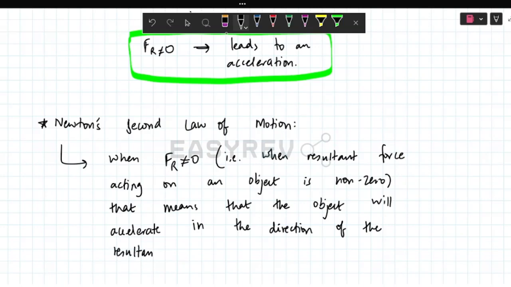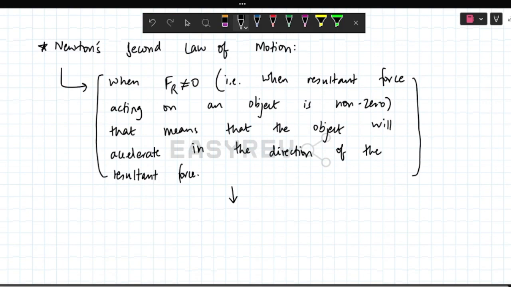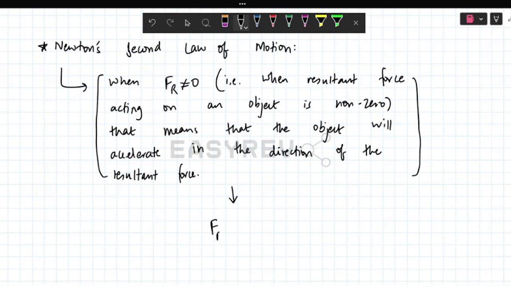Of the resultant force. Not only does this law state that a non-zero resultant force will lead to an acceleration, but moreover, this law also relates the numerical way in which the resultant force relates with acceleration. It is related using the formula mass times acceleration. So this is our formula.